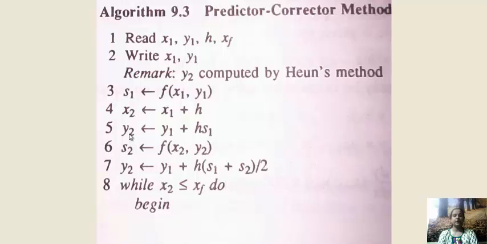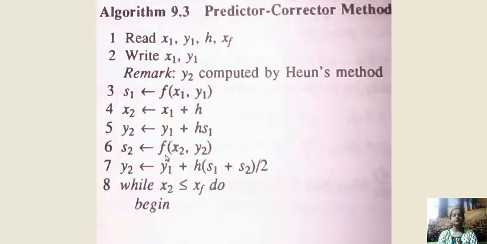Now we will compute y2. y2 will be computed by Euler's method. Here we can see in the remark that y2 is computed by Euler's method. So y2 is y1 plus h s1. This is Euler's method formula. Now after computing s1 from x1, y1, x2 and y2, we will compute s2. As we know, s2 is the function value at the points x2 and y2. So s2 is f of x2, y2.